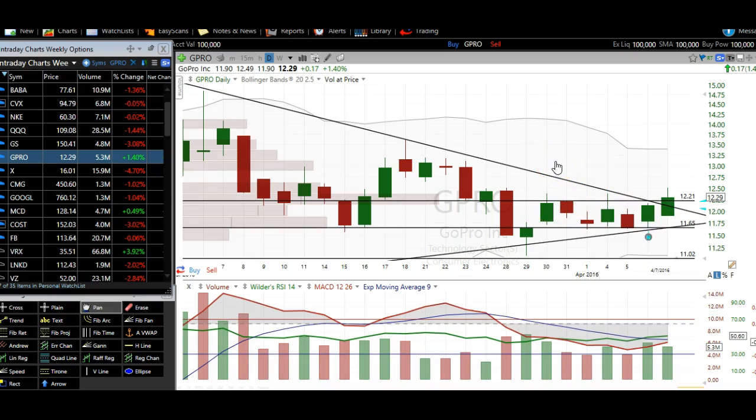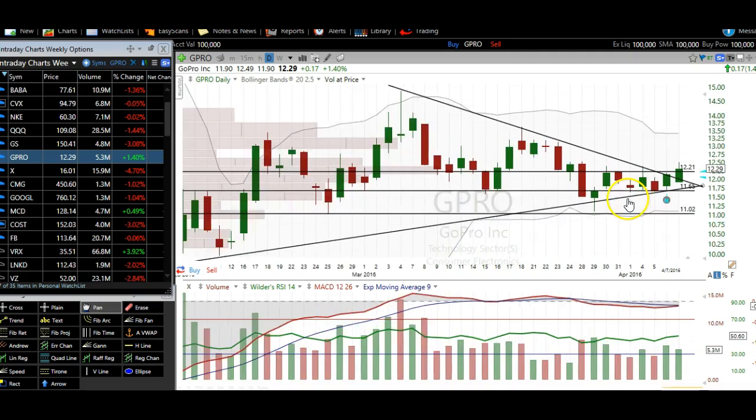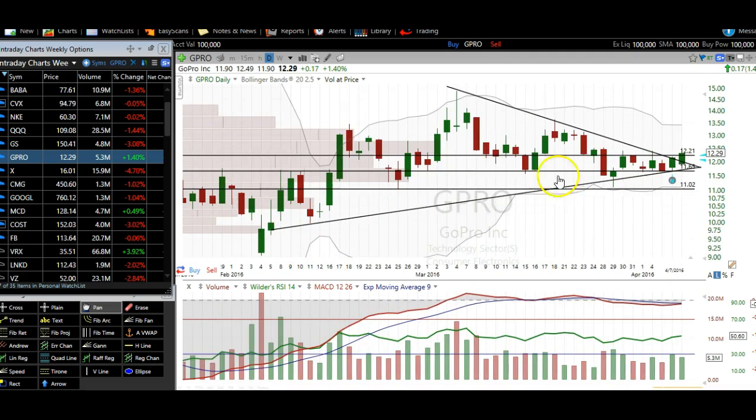So a lot of resistance in that range, and we broke above that. Okay, I think that we can use this uptrend line as support, and I think that GoPro can be heading higher.